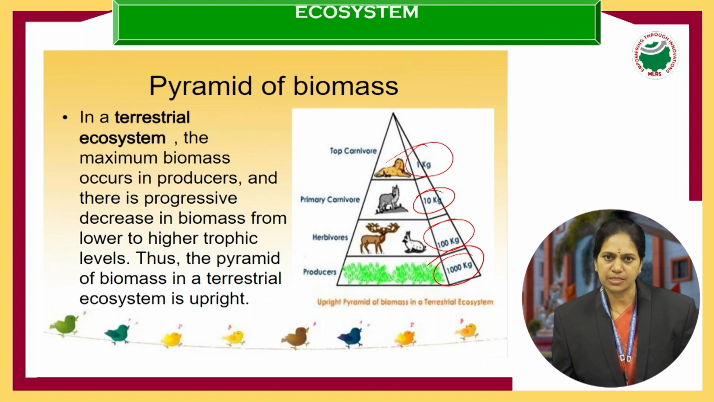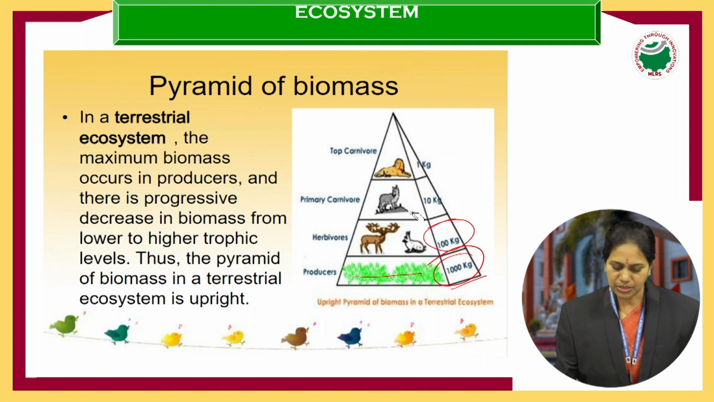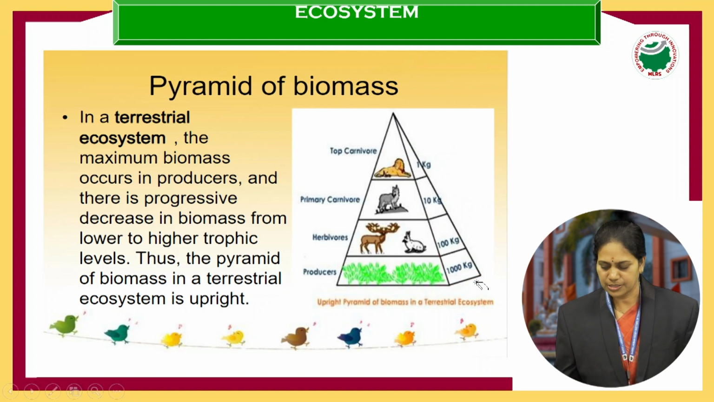Living matter present in an individual, that we call biomass. So here, because the number of producers is more, the biomass is more. As we go to the apex of the pyramid, the number of consumers is becoming less. That is why the biomass is less. So that is why we call it an upright pyramid in the pyramid of biomass.